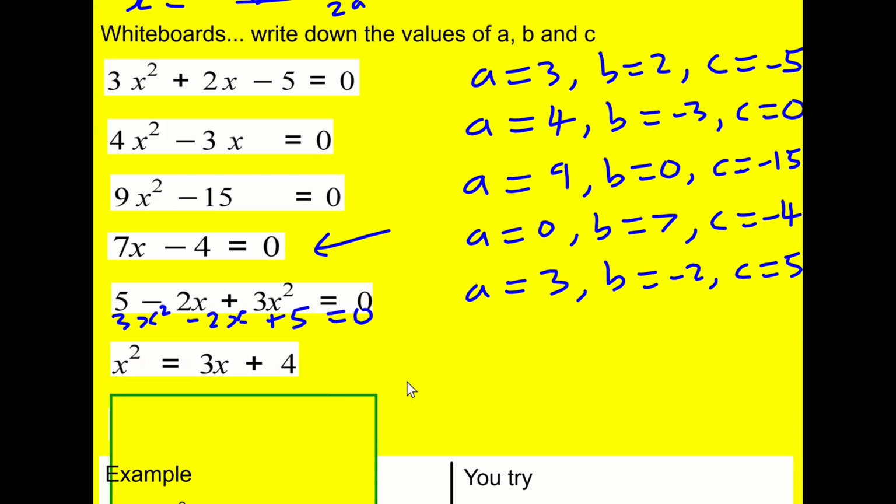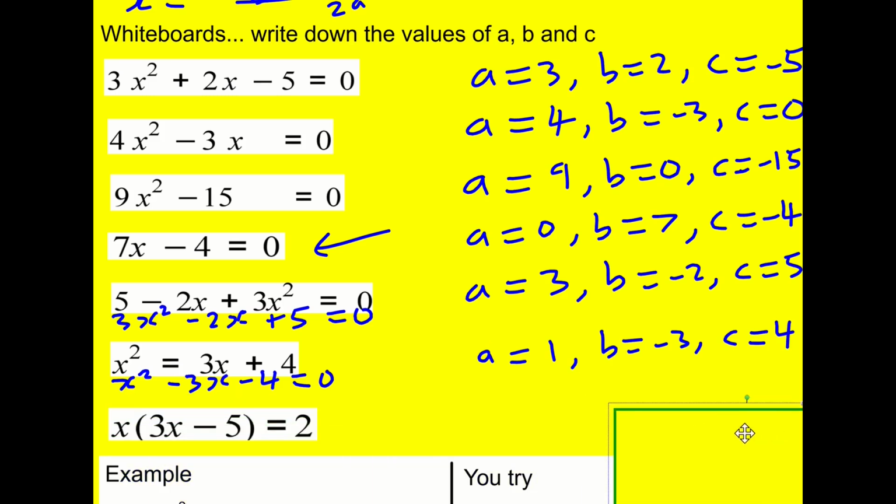Here, we will need to rearrange it, so I'm going to rearrange it. So it's x squared minus 3x minus 4 equals 0. So a is equal to 1, b is equal to minus 3, and c is equal to minus 4.